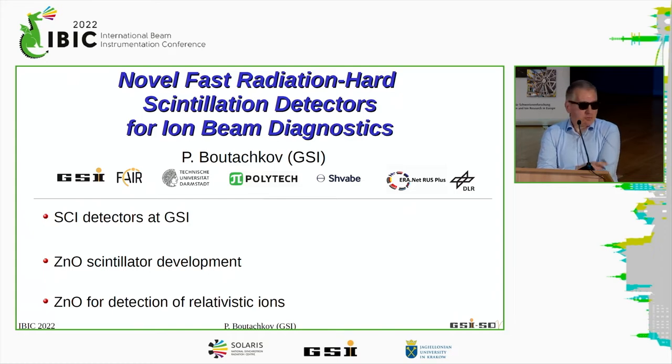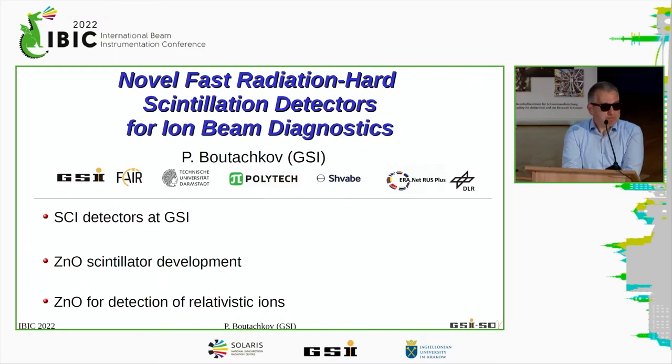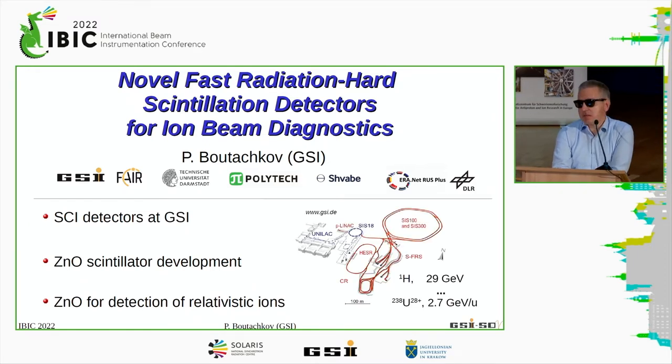Then I'll go quickly into the properties of this material and the response to heavy ions, which you will care about if this turns out to be useful for your application, and then show you how we built a real operational detector with this material. What we are after is detecting relativistic ions, from protons up to uranium, at something like 250 MeV per nucleon up to the maximum energies which will be delivered from FAIR.